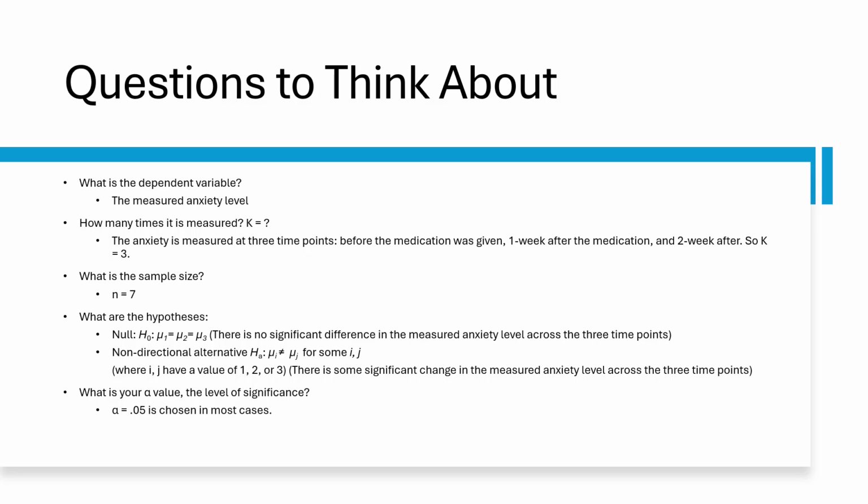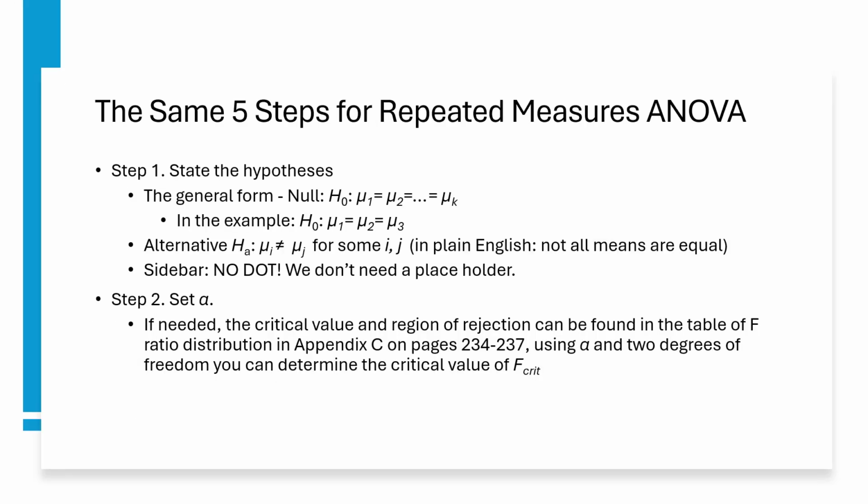Repeated measures ANOVA is a type of hypothesis test, so we follow the same 5 steps. In step 1, let's state the hypotheses. The null hypothesis says that mu1 equals mu2 equals mu3, meaning there is no significant difference in the measured anxiety levels across the 3 time points. Now, if you had a study in which the sample were repeatedly measured 5 times, what would be your null hypothesis for k equals 5?